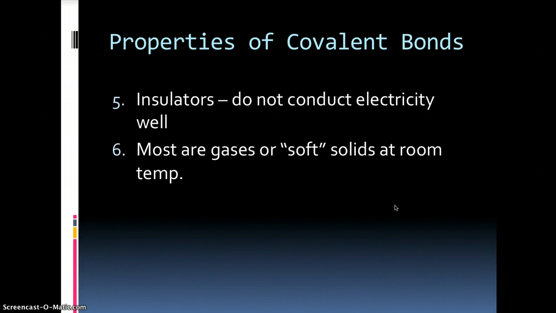Most of the time they're going to make gases at room temperature when you have a covalent bond. But every so often you will get what we call a soft solid, and those are solids that don't hold their shape very well. Again, like plastic or like Play-Doh, things like that.